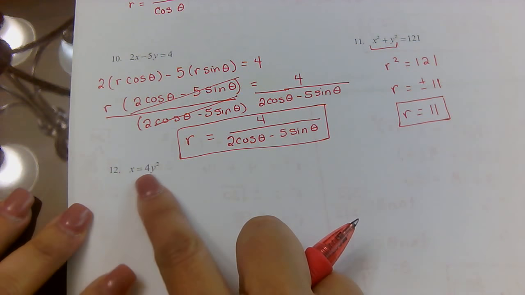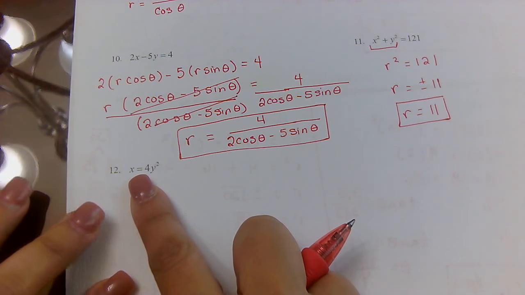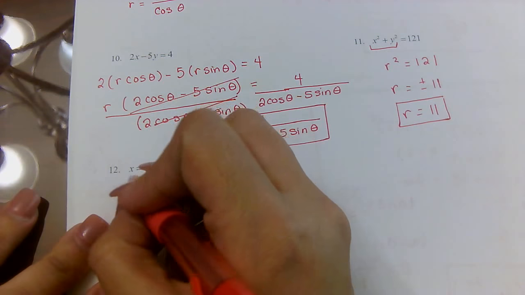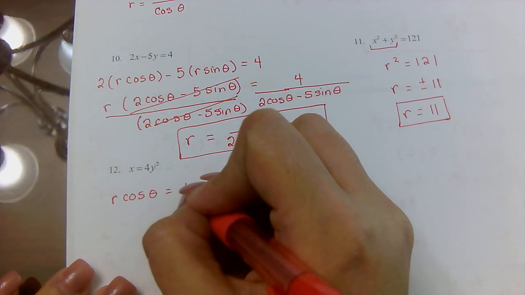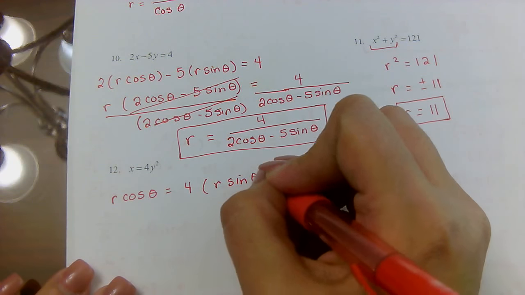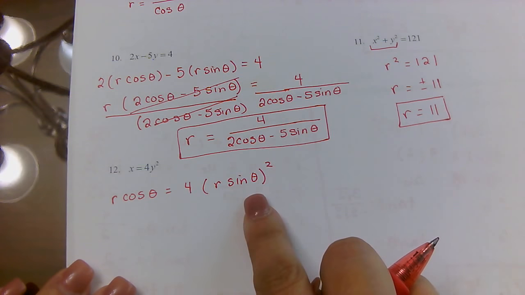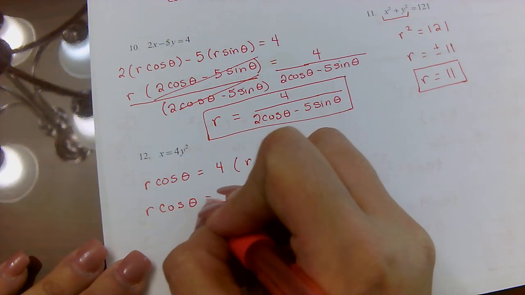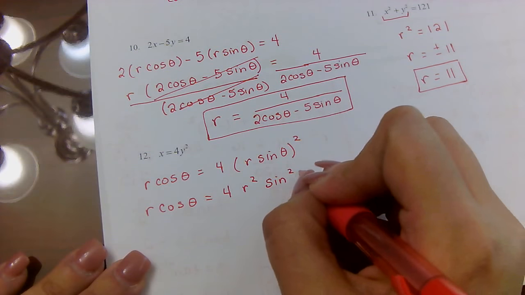Number 12, we have an x and we have a y. It's different than the others because y is squared while x is not. So all you're going to continue to do is substitute what x is equal to and what y is equal to. Remember, x is equal to r cosine theta, and y is equal to r sine theta. But that is squared, so this square goes on the outside of the parentheses, but it applies to both of these. So I'm going to rewrite and say r cosine theta is equal to 4 r squared sine squared theta.